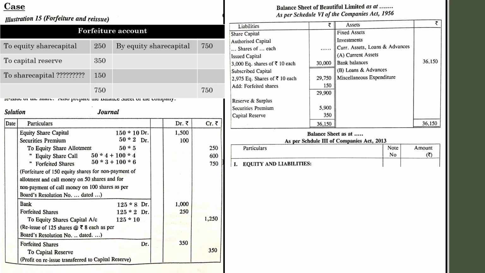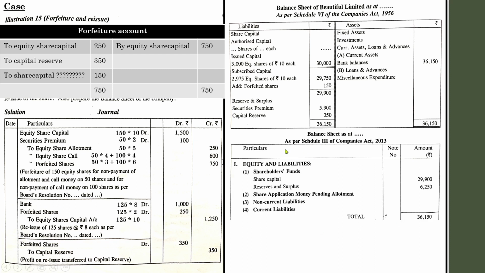Here you will begin with the liability side. First one, equity and liabilities. Share capital 29,900. Here you have to show only the total amount, that is 29,900. You need not show separately the shares issued, subscribed and forfeiture amount. Instead you can show the total amount. And reserves and surplus: under reserves and surplus there are two items, security premium 5,900 and capital reserve 350. You can add these two amounts and show, that is how 6,250 is obtained. So if you add all these, you will get total liability of 36,150. So the liability side is over.